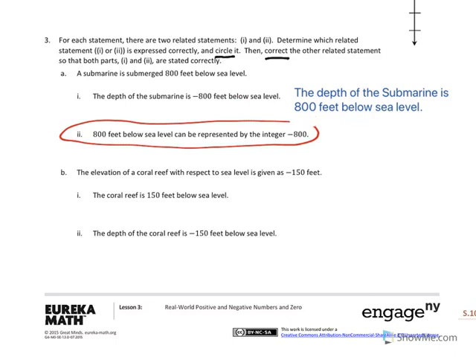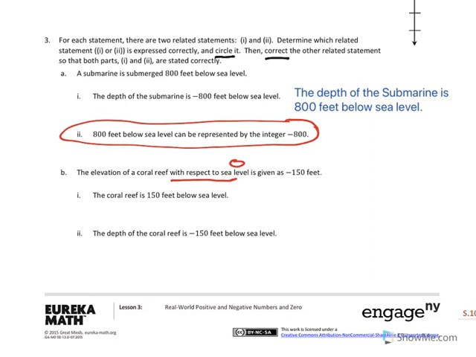Okay? Let's look at the next one. The elevation of a coral reef with respect to sea level, which means using sea level as your guide, is given at negative 150 feet. So what does that mean? When it says with respect to sea level, it means we're using sea level as our zero. Okay? If sea level is our zero, where would negative 150 feet be?